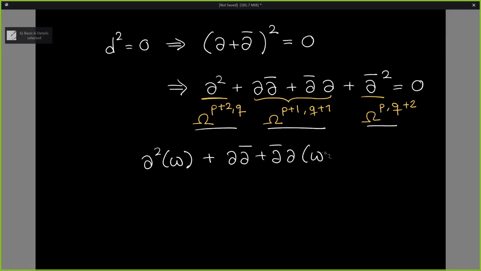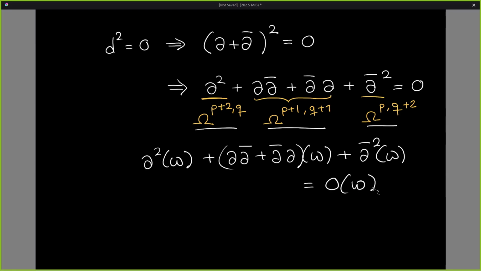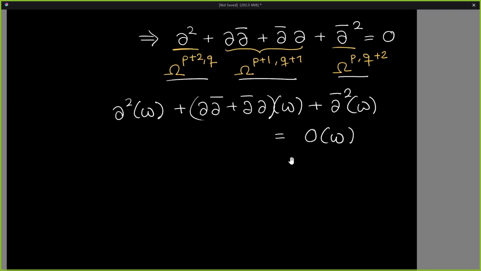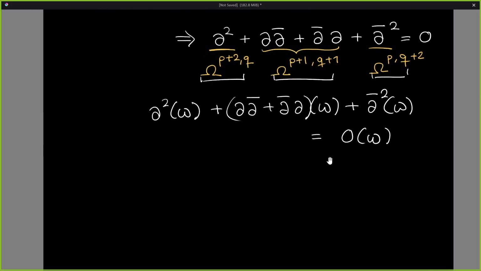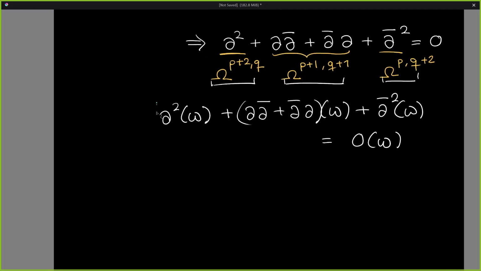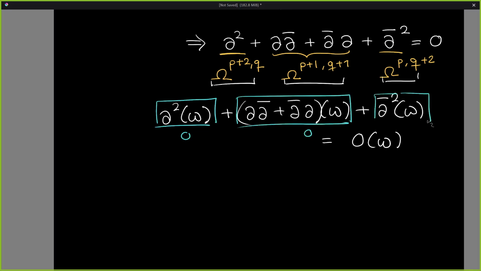Sorry, partial bar squared of omega is equal to 0 of omega. Again, 0 is a map. So each of these, because they're in a separate space, in order for their addition to be equal to 0, they have to individually be 0. So this is 0, this is 0, and this is 0.